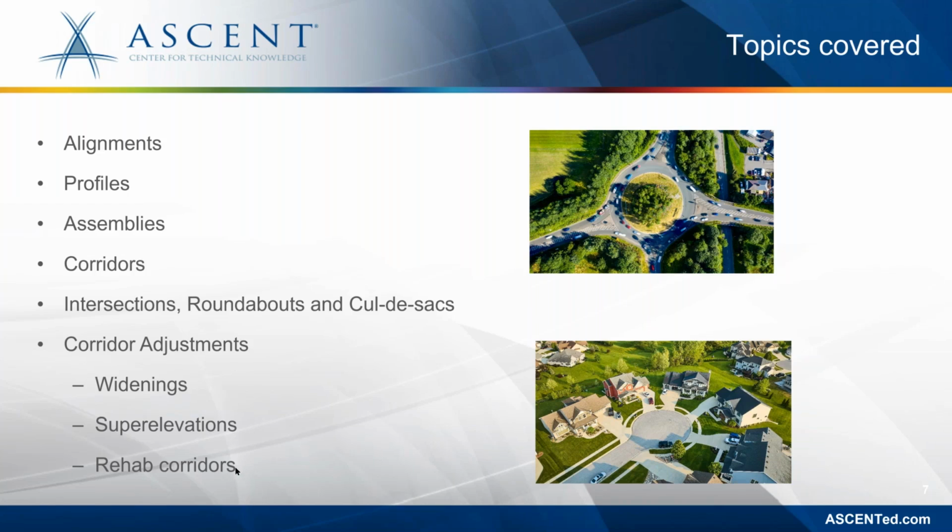and then rehab corridors, where we take an existing corridor and it needs to be rehabilitated. So we look at the milling and the overlays. We create various assemblies for the specific criteria for the rehab, for the new corridor, and then we generate quantities for that. So all in all, there's a lot going on in this course. It's close to 400 pages, and the course is geared to be a 2-day course.